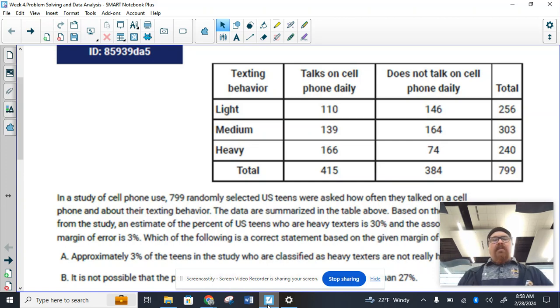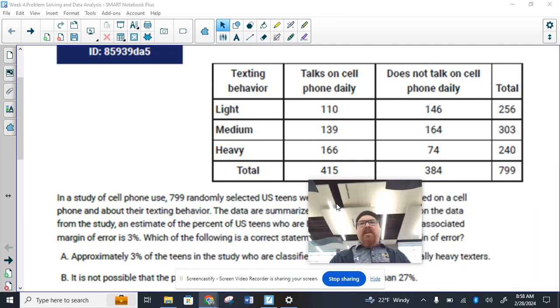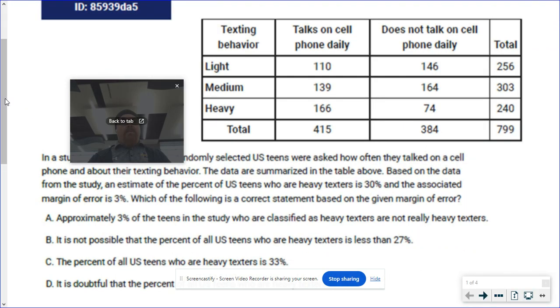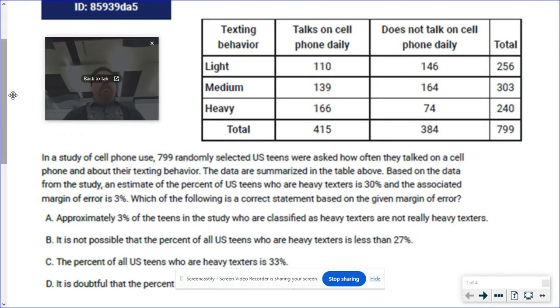So we're gonna focus on some category called problem solving and data analysis. Right. So what we see here are a lot of tables. We see a lot of words. Right. So in a lot of cases, doing this correctly almost comes down to reading this and understanding what it's asking for.